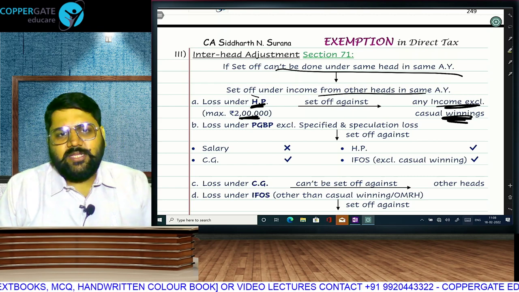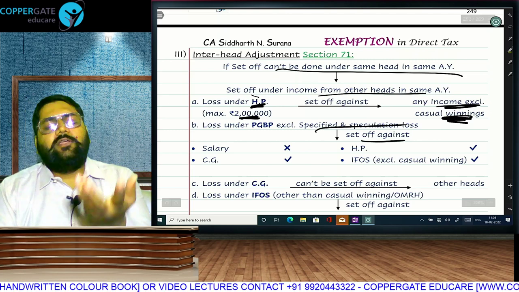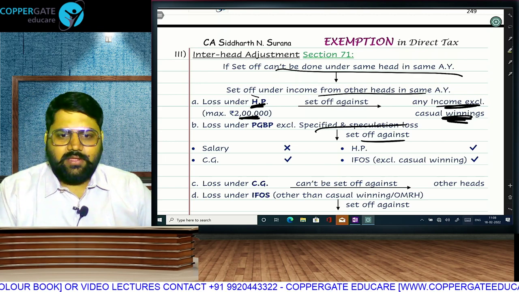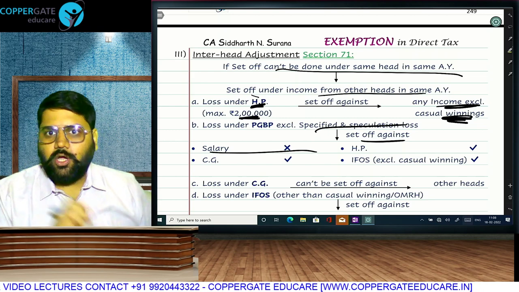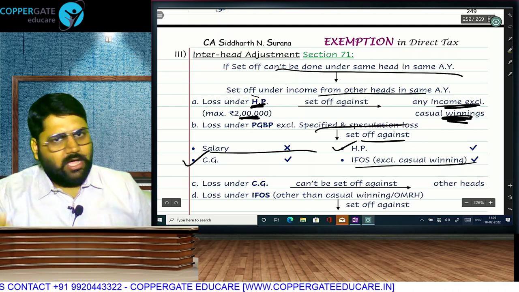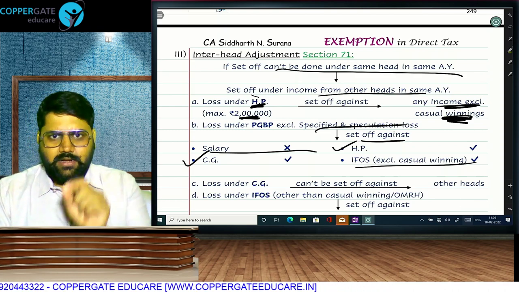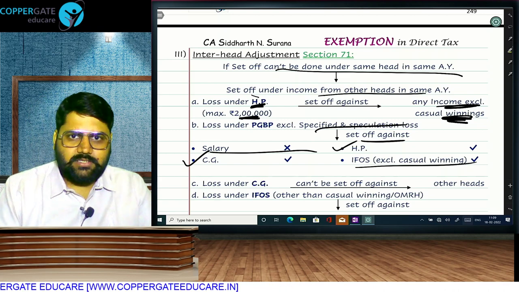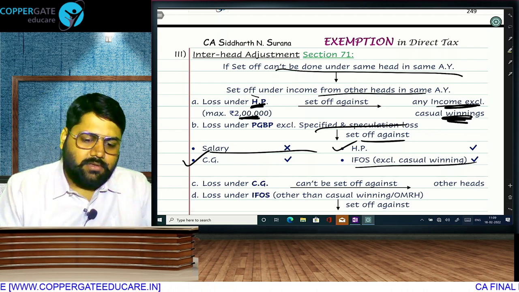Then loss under PGBP, can we take it to other heads? Yes, but not speculation and specified. Of course, speculation and specified inter sources also not allowed. So other heads out of question. We can take everywhere, but not salary. Business loss against salary, not allowed. Against house property you can take, capital gain you can take, IFOS of course excluding casual winning. Let me put it like this: business loss can be adjusted against any income except salary and casual winnings. House property loss can be adjusted against any income except casual winnings, but maximum 2 lakh.